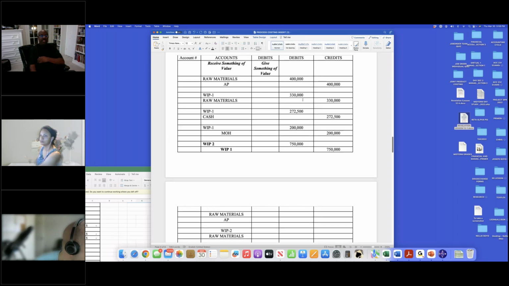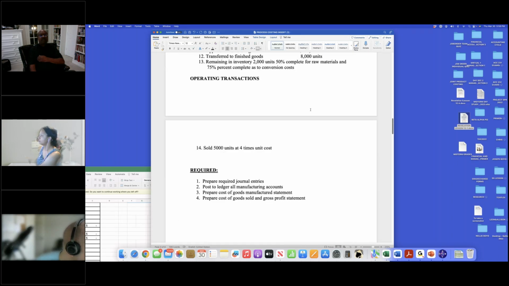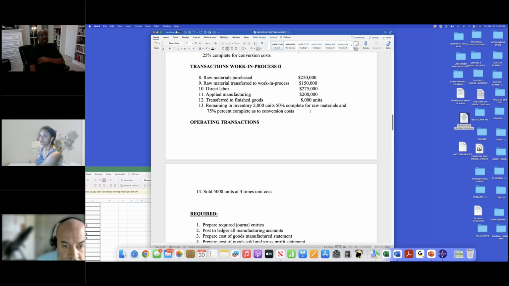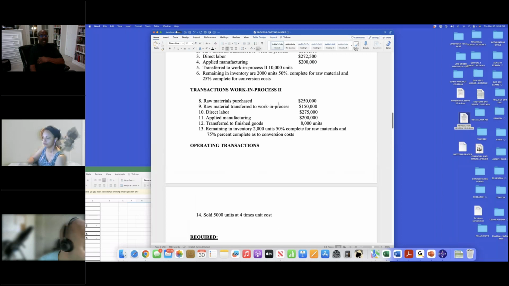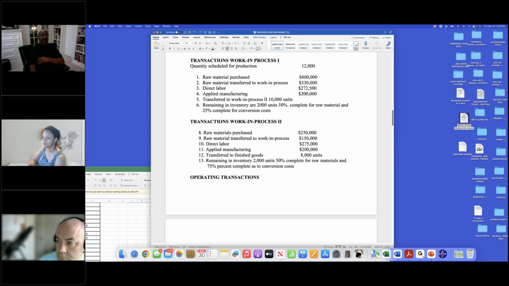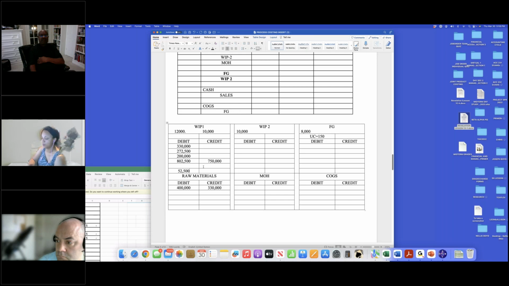Now we need the mainland costs, and notice what? It gives us these costs. Raw materials purchased, raw materials transferred to work in process, direct labor, flat manufacturing overhead, transferred to finished goods. So let's finish our posting first. So the 750 that's credited here comes in the work in process two.